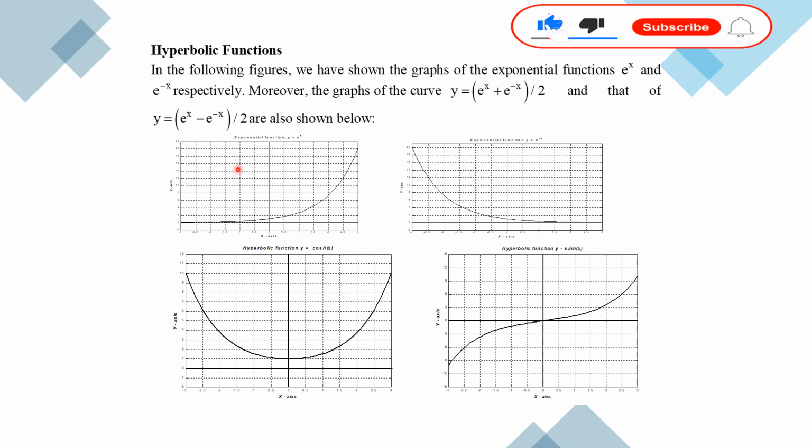Hyperbolic functions. This is a graph of e^x, and that is a graph of e^(-x). Here, that is a graph of (e^x plus e^(-x))/2, meaning cos hyperbolic x, and that is a graph of y equals (e^x minus e^(-x))/2, that is the sine hyperbolic x graph.